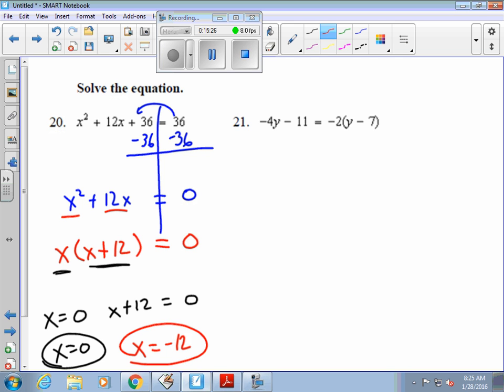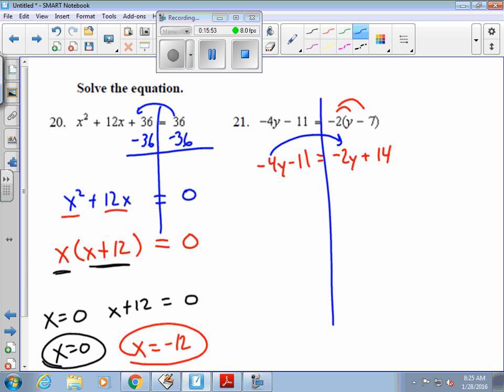Number 21 says negative 4y minus 11 is equal to negative 2 times y minus 7. Distribute negative 2 first. Times this is negative 2y times this is plus 14. Negative 4y minus 11 is equal to that. Okay. You have y's on both sides, but it's a linear equation because it's to the first power. So you undo that by moving the smaller negative 4y over to the larger negative 2y. It says minus 4y, add it to that side. If you add it to that side, add it to this side.